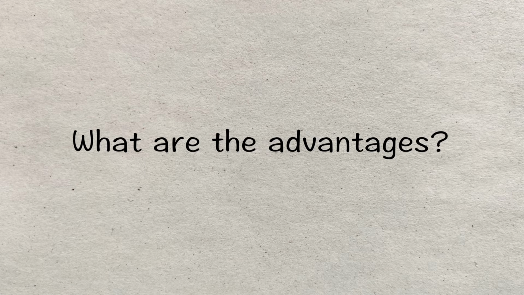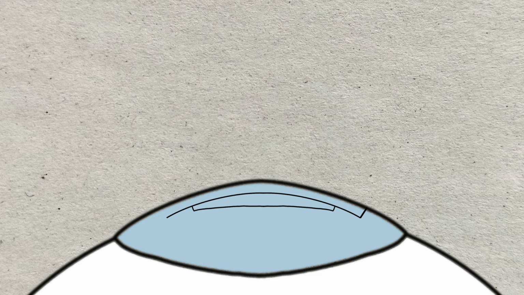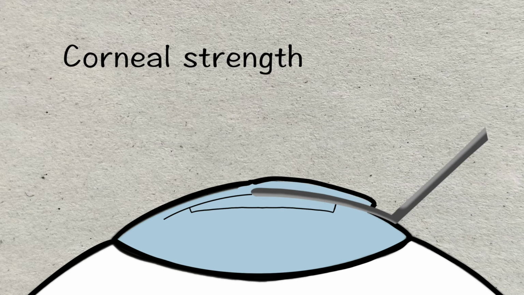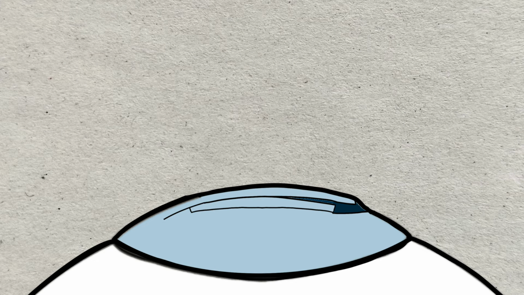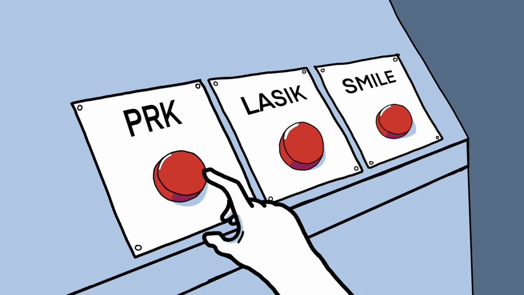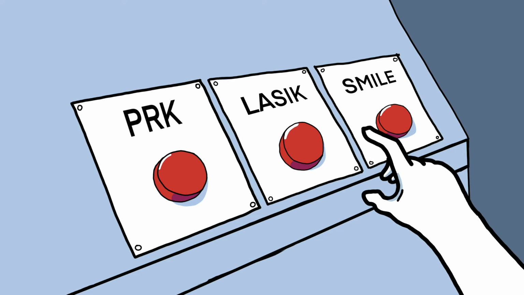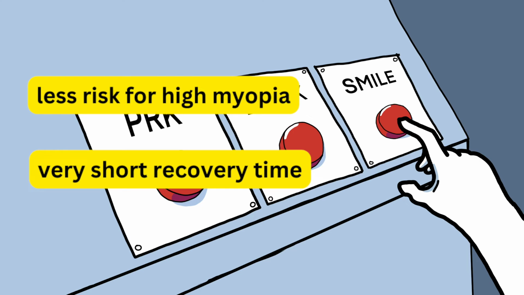What are the advantages? This procedure does not involve creating a flap like what we saw in the other two examples, and is reported to preserve corneal strength and nerve function more effectively than the competition. This surgery combines the advantages of both PRK and LASIK, as it has less risk for higher levels of myopia and a very short recovery time.